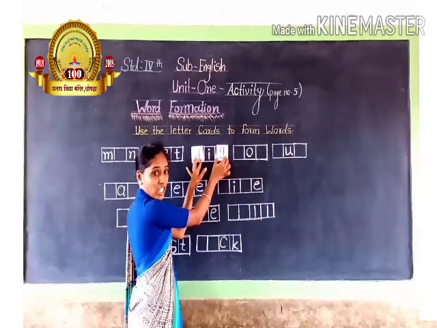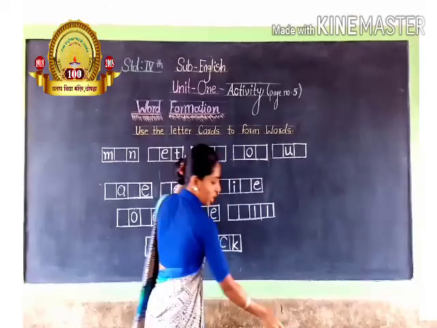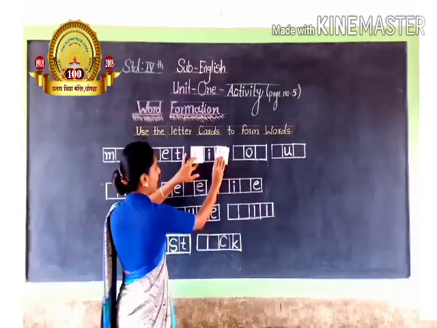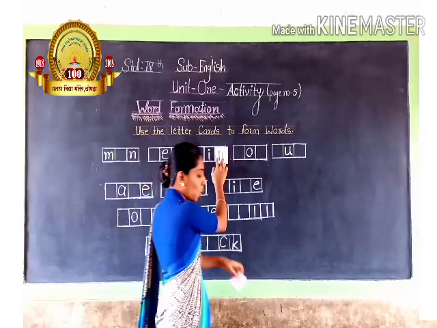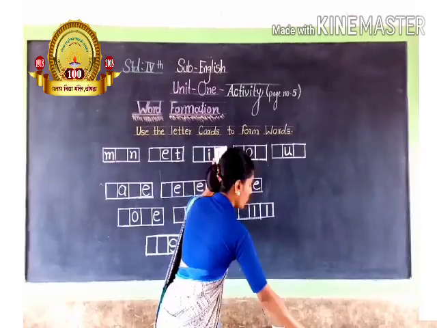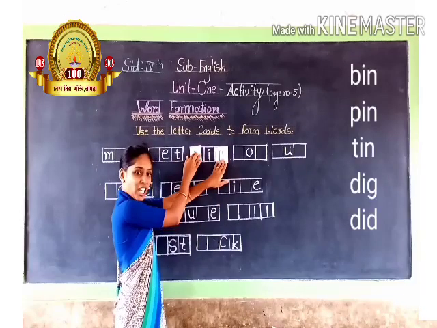D-I-G, dig. If you put here B and change the last letter to N, then you get B-I-N, bin. If you change only the first letter here, then you get T-I-N, tin. Okay?